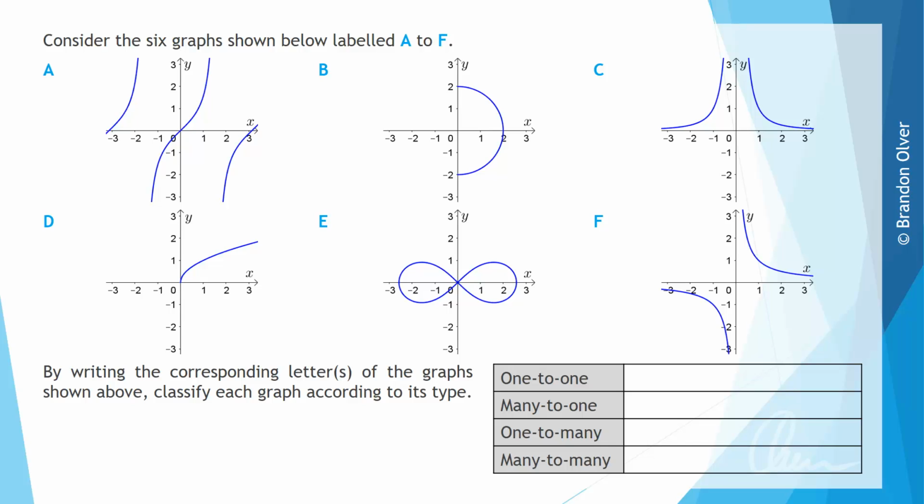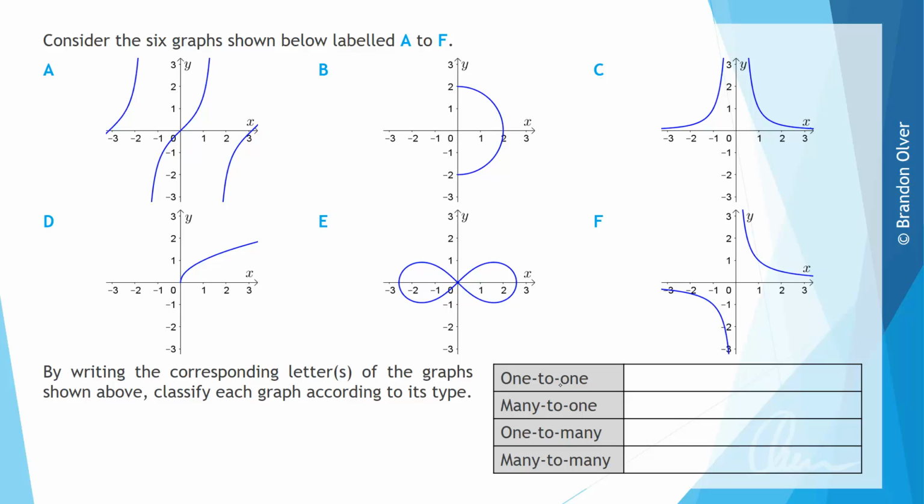For this question, we want to consider the 6 graphs shown below, labelled A to F. And by writing the corresponding letters of the graphs shown above, we want to classify each graph according to its type. So the first type we want to consider is a one-to-one relation, or a one-to-one function.